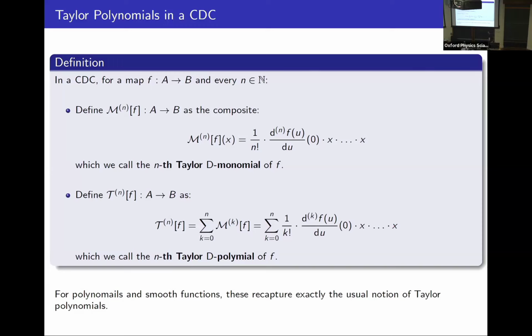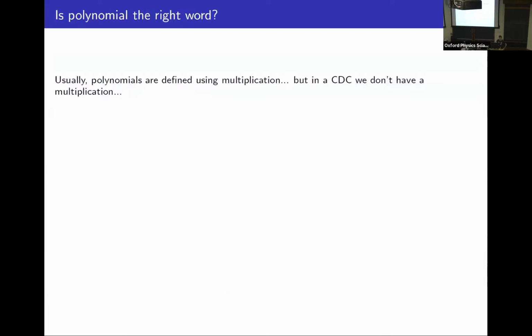Now, I should explain why I called these D polynomials, or why I'm putting D here. A category can have multiple differential combinator structures, so there could be different kinds of Taylor monomials depending on what derivative you're using. But another reason: is polynomial really the right word?